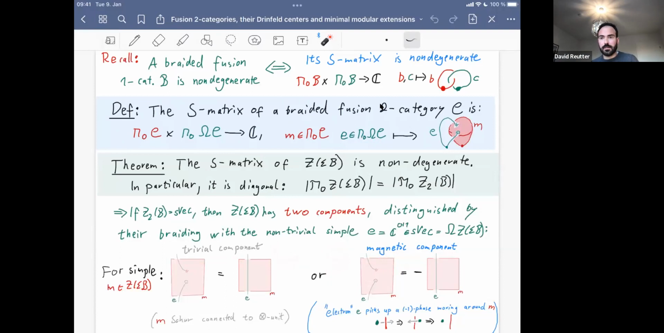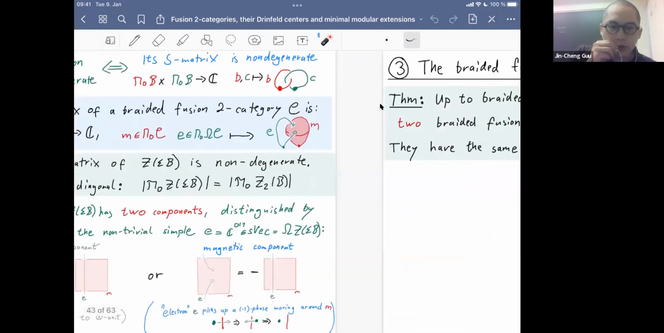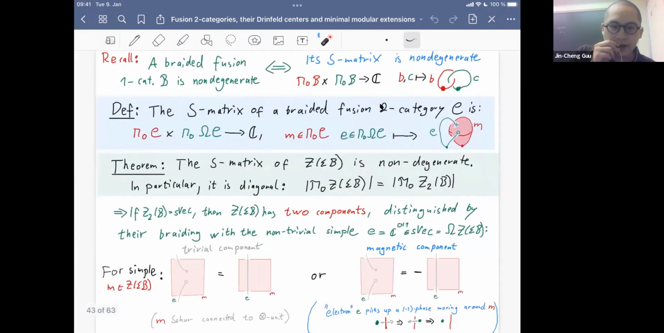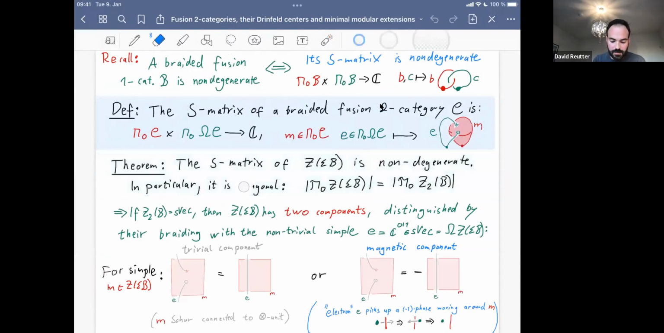Okay. Any questions on this? In the theorem, you say it's diagonal. Like diagonal on the nose, you mean? Oh, no, sorry. This is really bad.